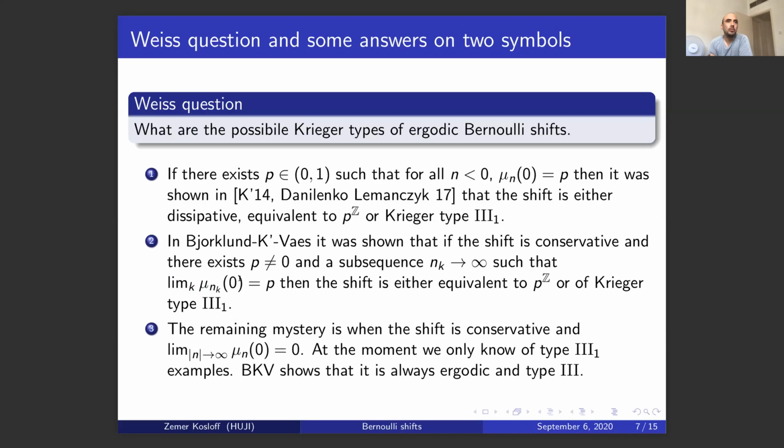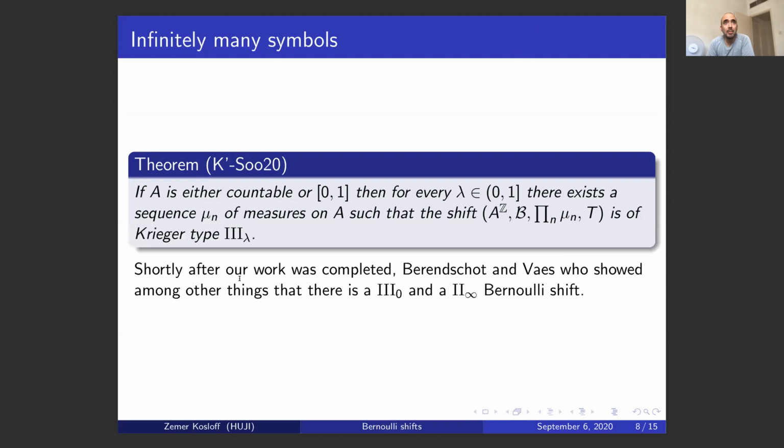So with that, it seemed that the classification was almost concluded. And it came as a surprise when I worked with Terry on factors of Bernoulli shifts, that when one goes to a countable state space or the interval 0-1, the result is remarkably different. So the result is: whatever lambda you choose in the half open interval 0-1, there is a sequence of measures on A, if A is countable or the interval 0-1, such that the shift that we get is of Krieger type 3 lambda.